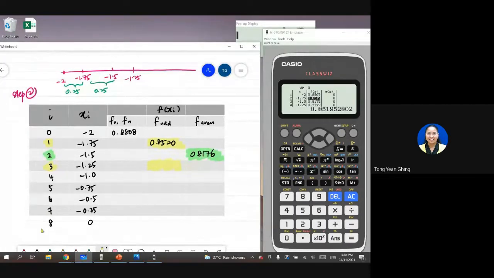For this one, this is the last one, so the last one I will put here. So now odd numbers I will put in this column, F odd. Even numbers I will put in F even. Okay, so next is 1.25, negative 1.25 if this one.